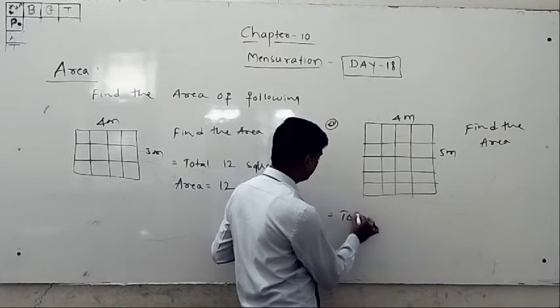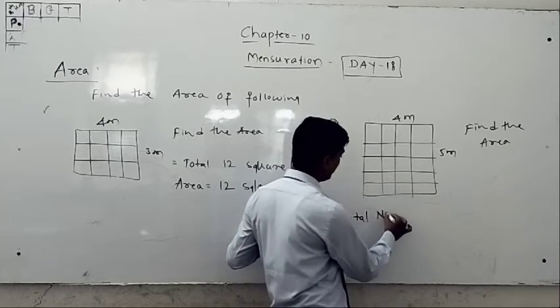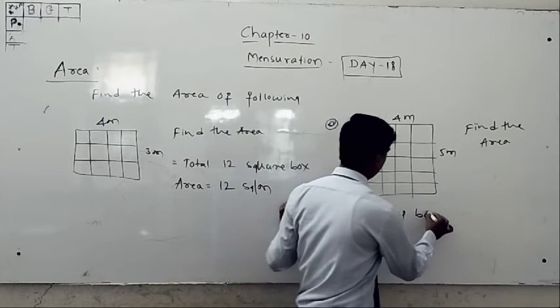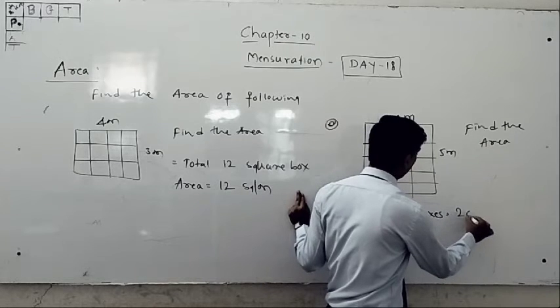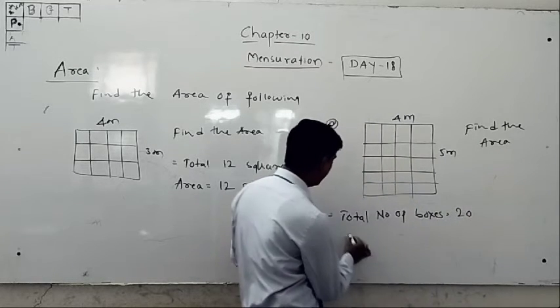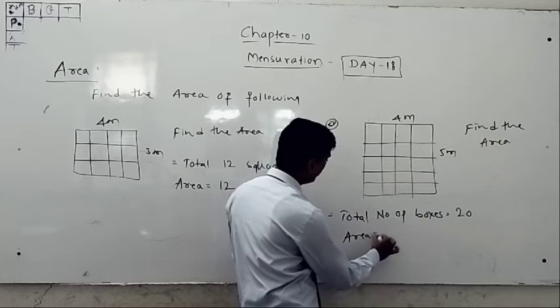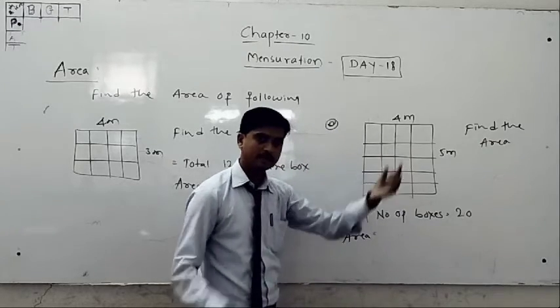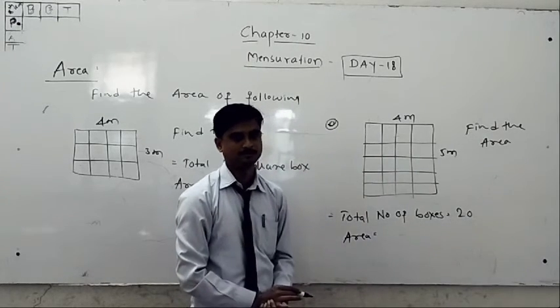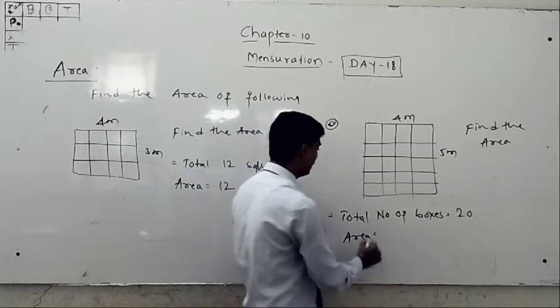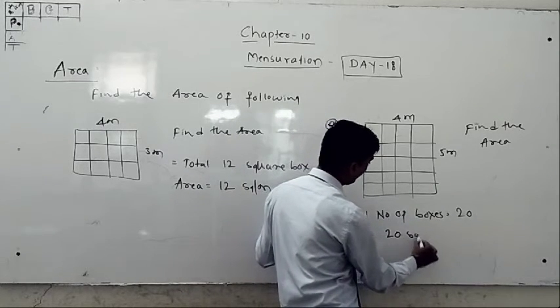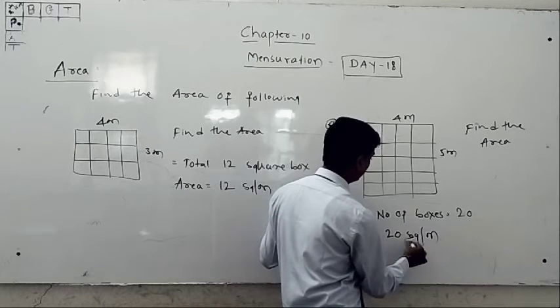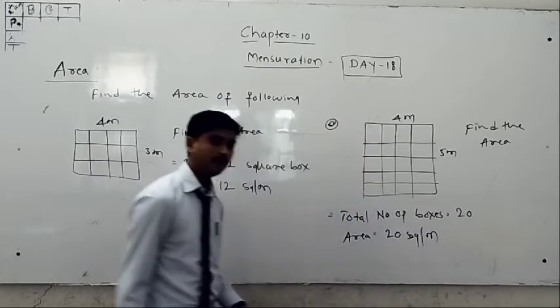Total number of boxes is equal to how many? 20. Then area, what I told, how many boxes are there, that is the area of that figure. Understand? Then the area of that figure is 20 square meter. This is only 20 square meter.